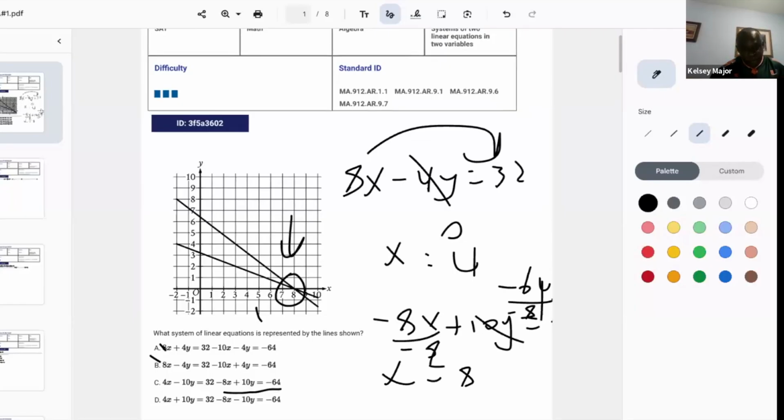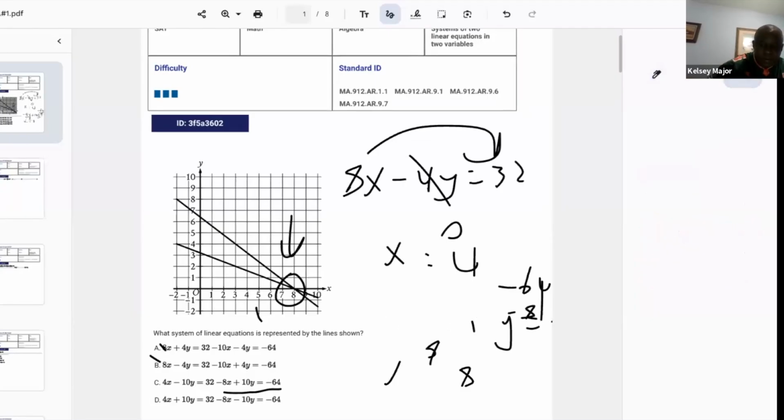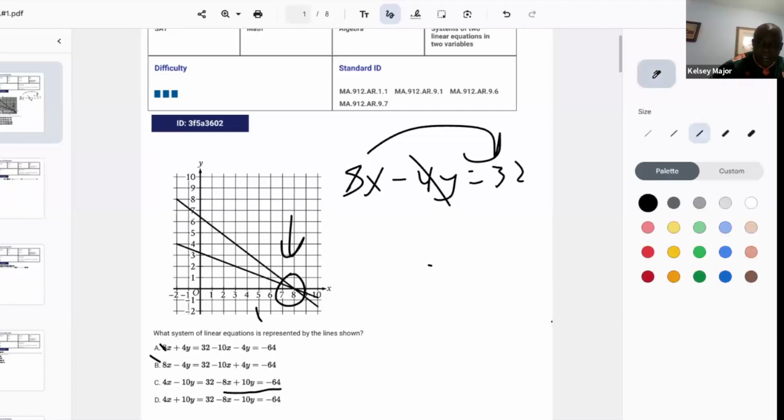That is true, right? Let's see for the first equation. For this one, we're saying that's true, right? The x-intercept is 8, right? So this is true. Let's see for 4x. We're looking at C. 4x minus 10y is equal to 32, right? And y is going to be 0, for the x-intercept. And then now we have 32 divided by 4.